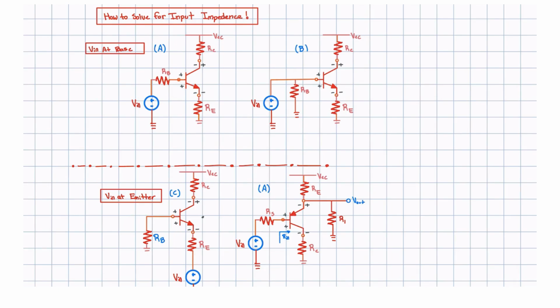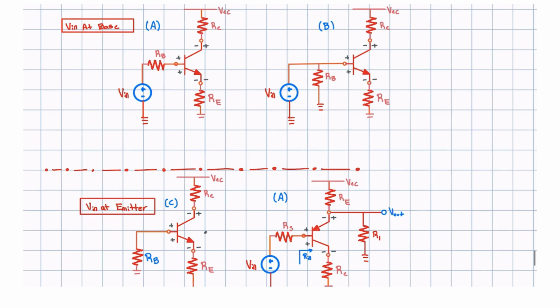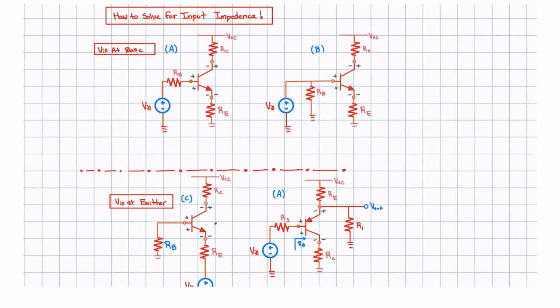So how to solve for input impedance? I have a couple of problems down here below, and we're going to solve them with a quick method, and we could see how the absence of different resistors, maybe RB in the base, or in the emitter and collector, could change these formulas. So without further ado, let's get started.